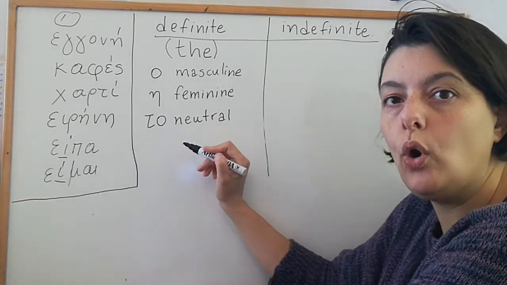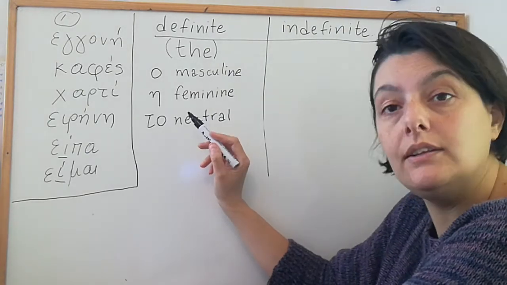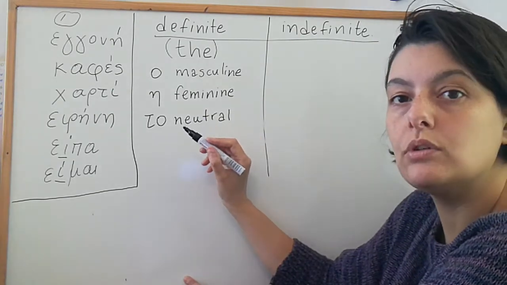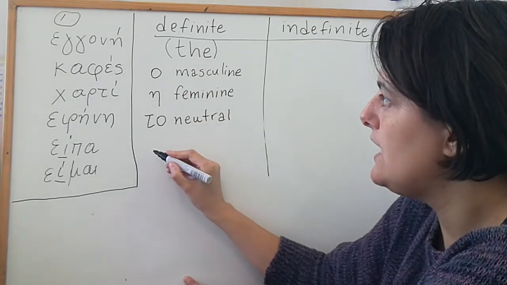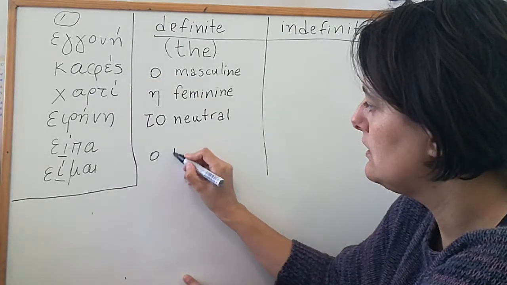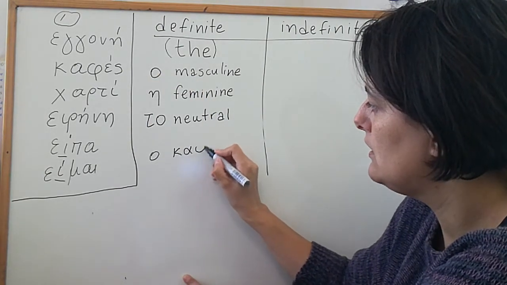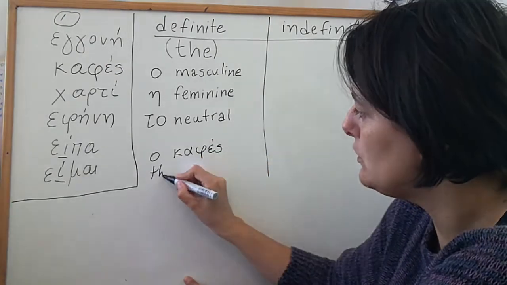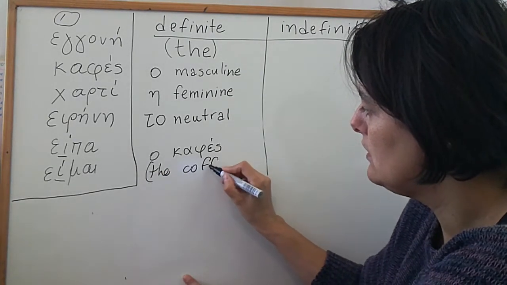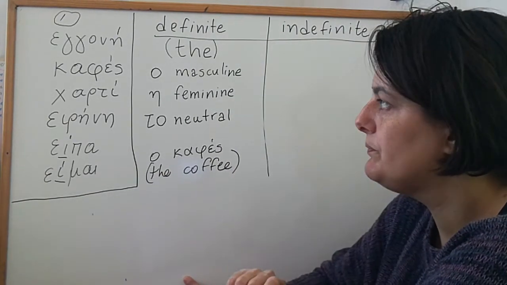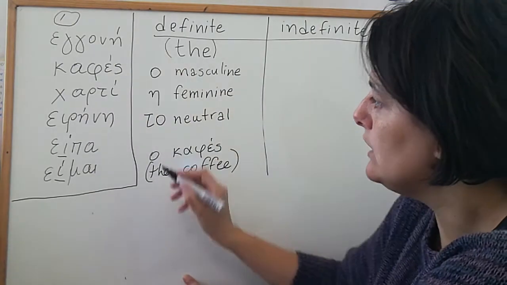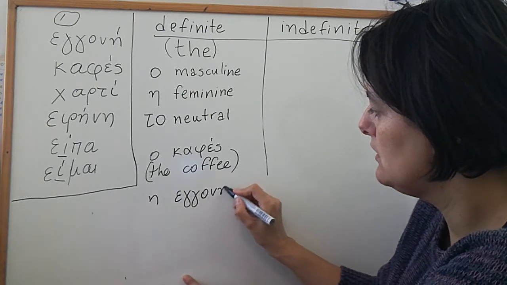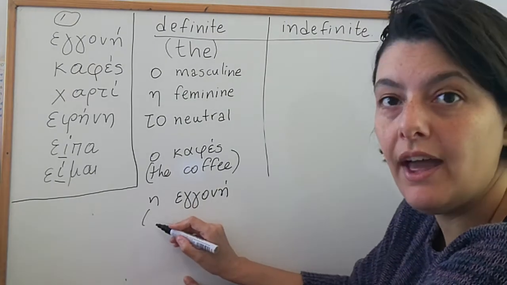O, i, to. So the articles, both definite and indefinite, go before the noun. So for example, we say o cafés, which means the coffee. I'll write it here for you. Η εγγονή, which is the granddaughter.